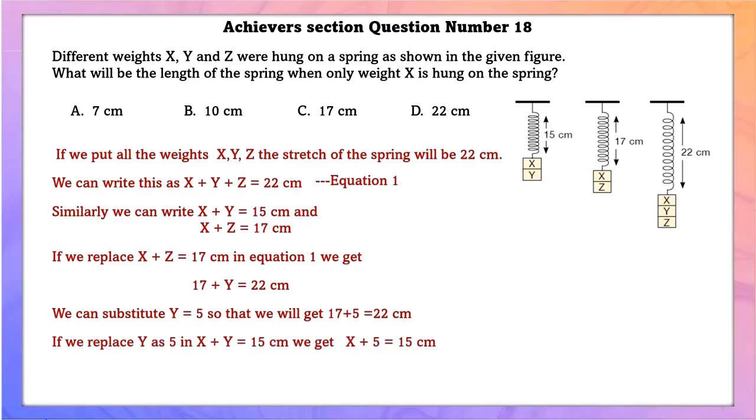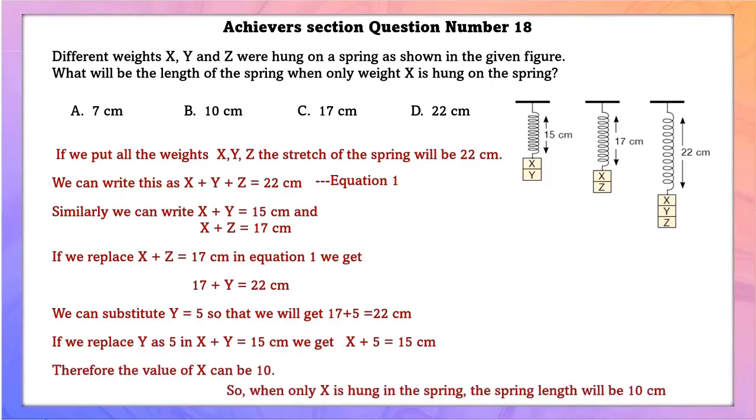If we replace Y as 5 in X plus Y is equal to 15, we can get X plus 5 which is equal to 15. If we add 10 and 5, we will get 15. So we can take X as 10. So when only X is hung on the spring, the length will be 10 centimeters.